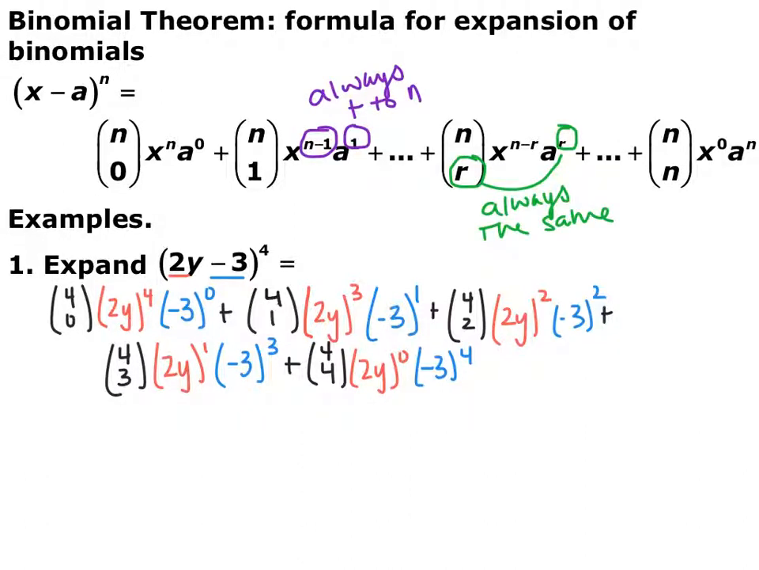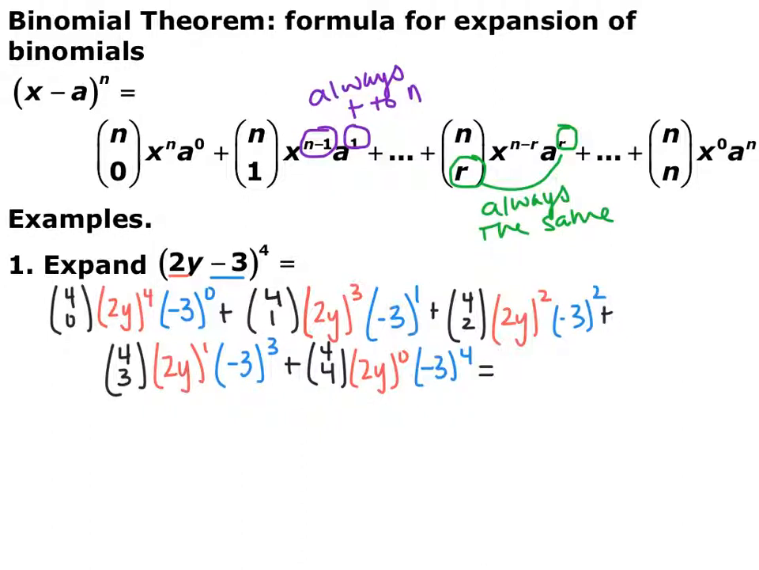So a couple patterns to notice. Again, your n always stays whatever your original power was, and then your r starts at 0 and goes up to n. Your power of the first term starts at n and goes down to 0. The power of the second term starts at 0 and goes up to n. The power of the second term is always the same as whatever you're choosing, so 0, 0, 1, 1, 2, 2, so on and so forth. And the two powers added together always add up to whatever n is. So 4 plus 0 is 4, 3 plus 1 is 4, so on and so forth.